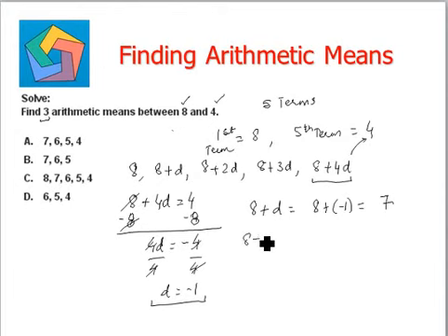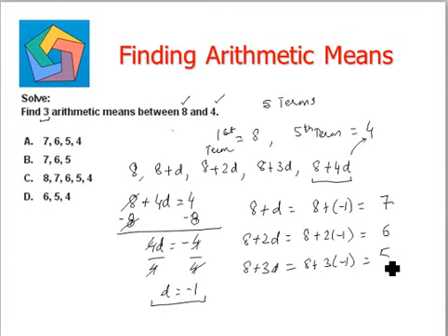8 plus 2D equals 8 plus 2 times negative 1, that is 8 minus 2, equals 6. 8 plus 3D equals 8 plus 3 times negative 1. 8 minus 3 equals 5. So the three arithmetic means between 8 and 4 are 7, 6 and 5, which can be seen in option B.